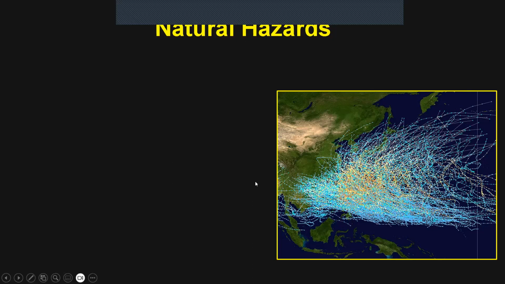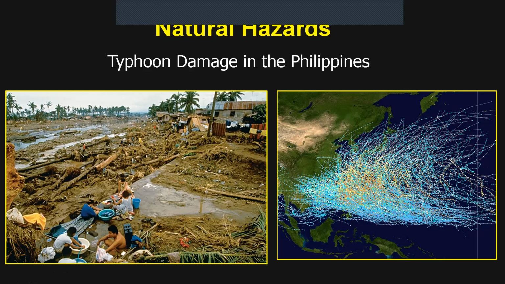Now, in terms of natural hazards, a big one is typhoons. This looks very similar to the Caribbean map. And a typhoon is basically just what they call a hurricane in this part of the Pacific. And the Philippines is kind of ground zero for most of these typhoons that come through. Indonesia lies outside of that typhoon belt, but not so much the Philippines.